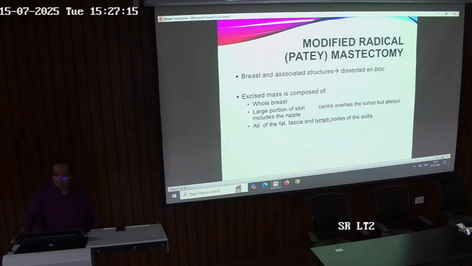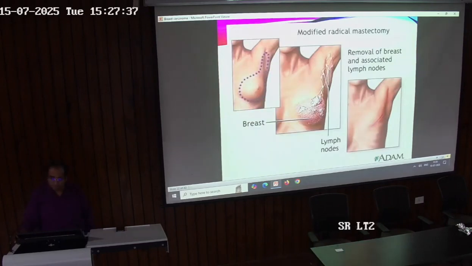Modified radical mastectomy, Patey's: the breast with associated structures dissected en bloc. The excision mass is composed of the whole breast, a larger portion of the skin including the nipple which is centrally placed over the tumor. All the fat, fascia, and axillary lymph nodes are removed. In the first diagram you can see the part which will be removed. The incision is in the third image. You can see the incision which has been provided.